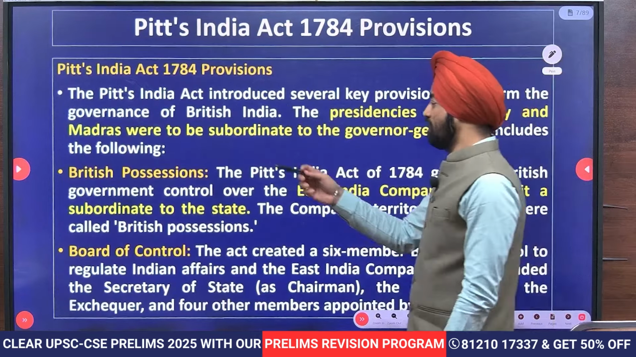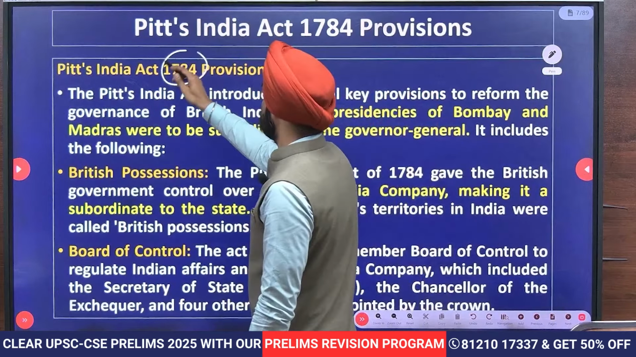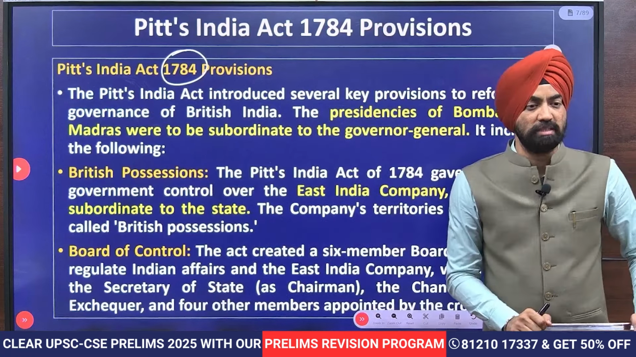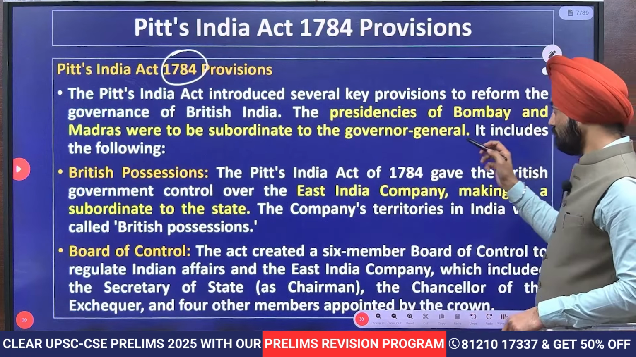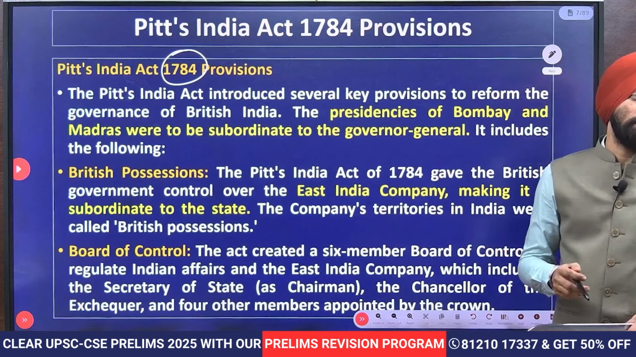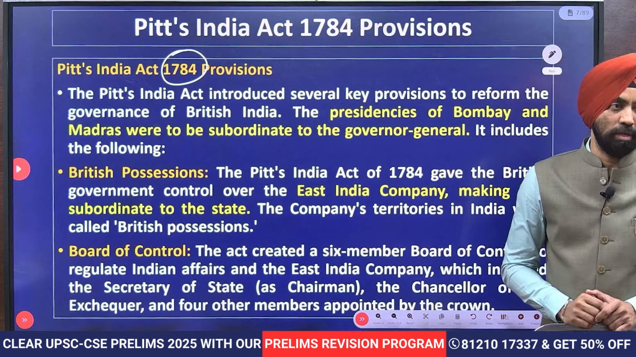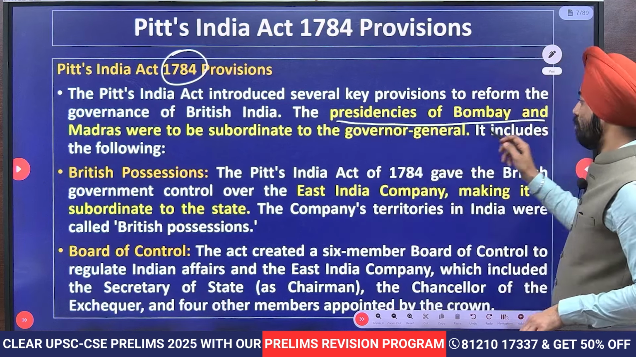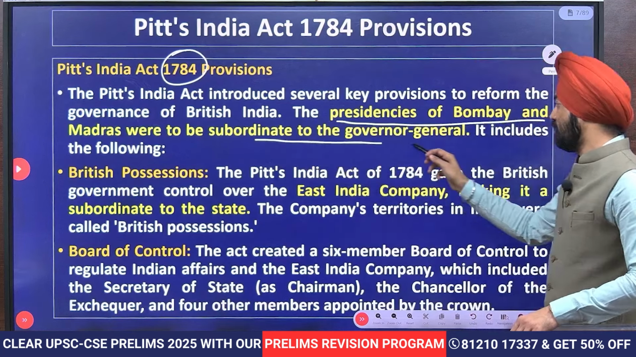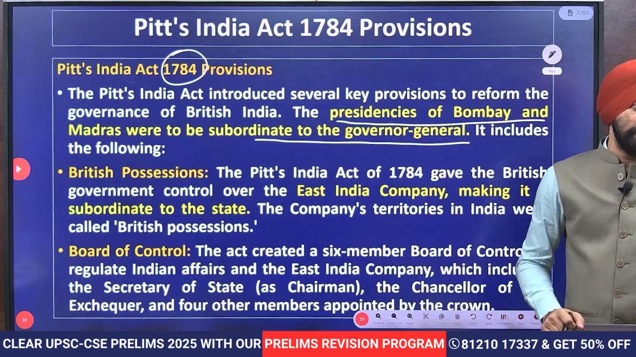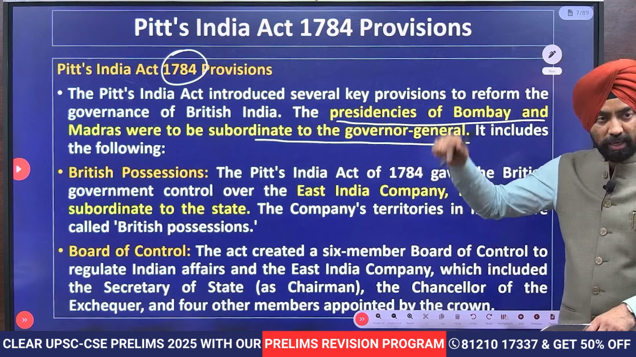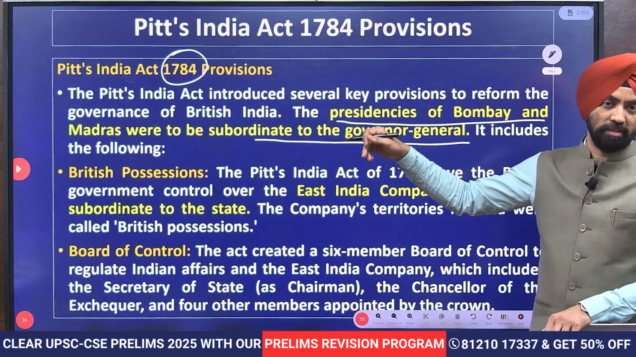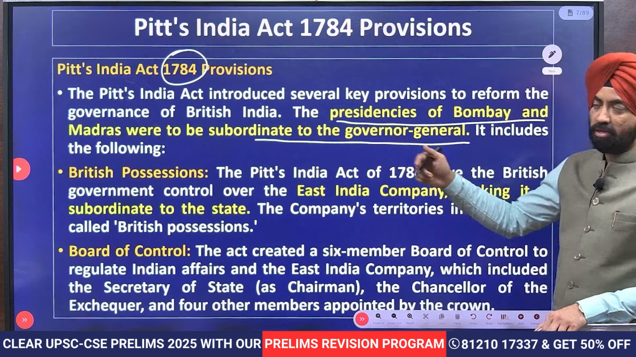Then we come to a very important act called the Pitt's India Act of 1784. Why was the Pitt's India Act basically enacted? What was the agenda? The Regulating Act failed in a few ways. Basically, the presidencies of Bombay and Madras were to be subordinated to the Governor General. So what did it become again? Is it going towards the spirit of federation or against the spirit of federation? It is going against the spirit of federation.